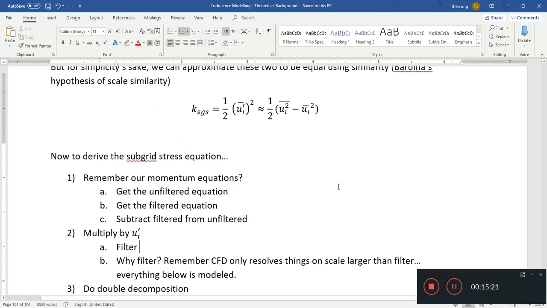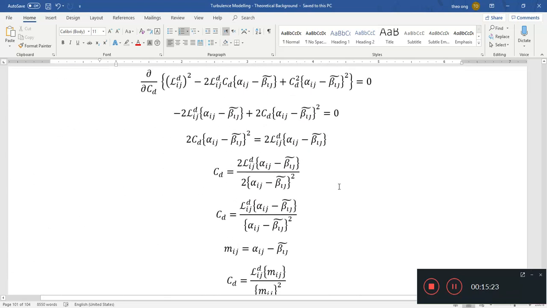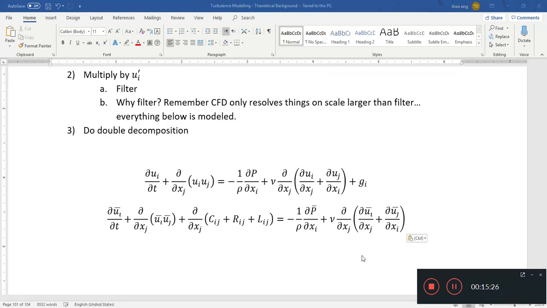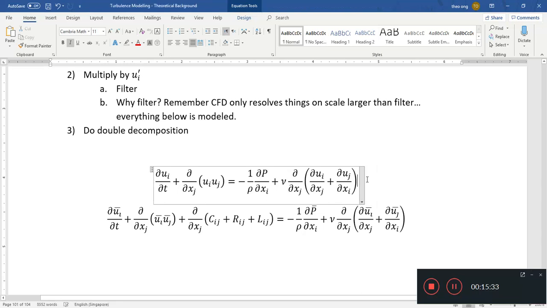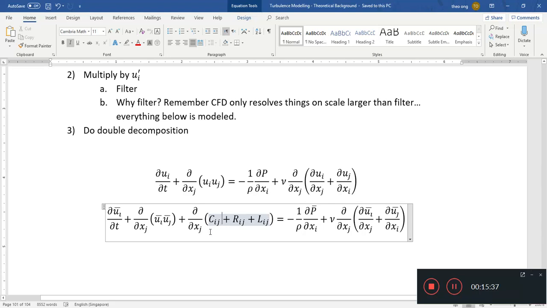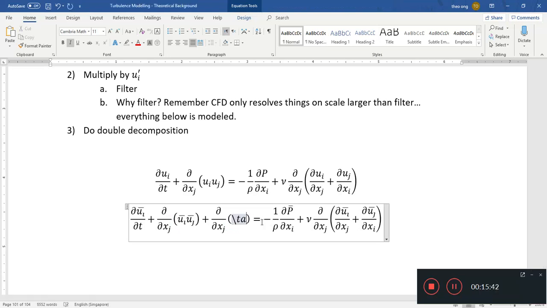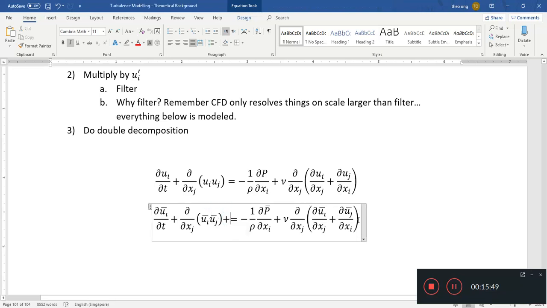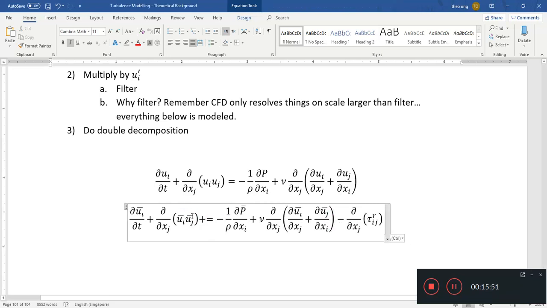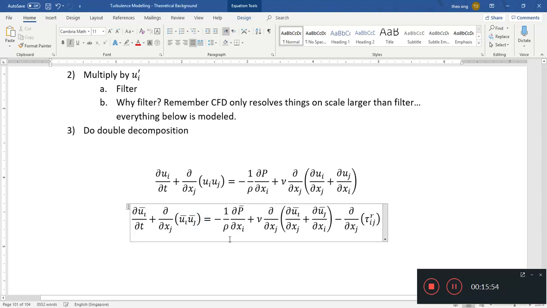Alright, so I'm not going to redo too much of the math. I'll try to keep it short. But this is the unfiltered equation, and I'll just get rid of this part. And this is the filtered part of the equation, where these three are collectively known as the tau ij r. And I'll just put this on the right hand side.